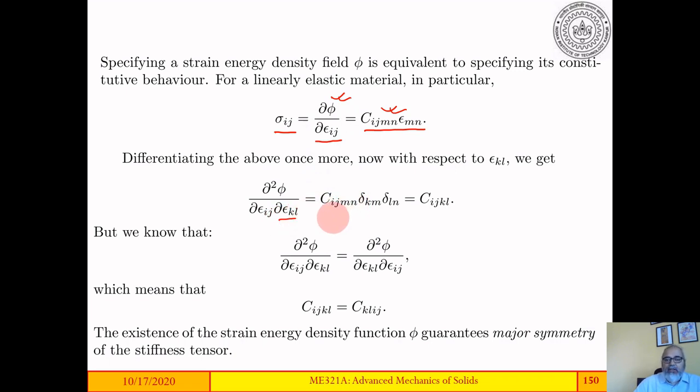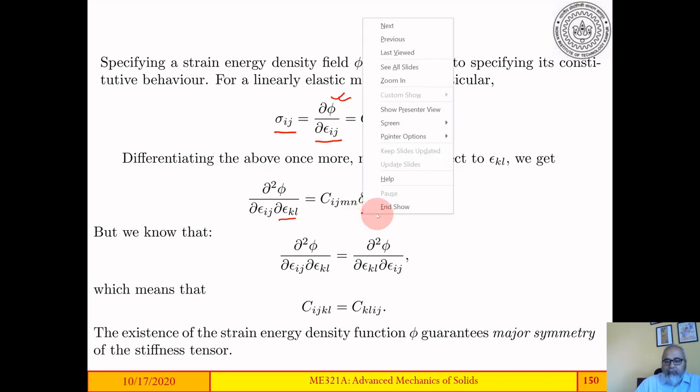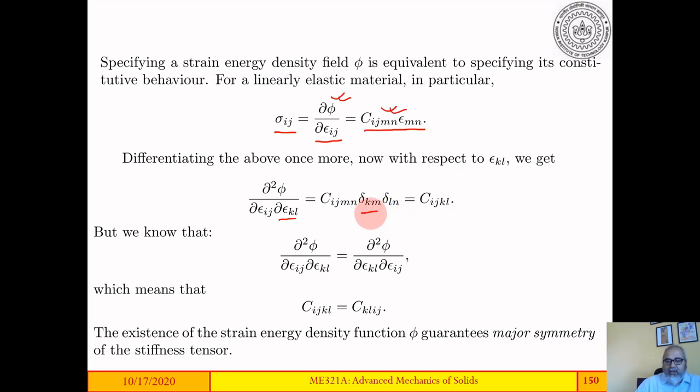If you do that, then from epsilon mn you will get delta km, that is m and k, and delta ln. The deltas will knock off m and n, so you will get C ij kl. So the second derivative of phi for a linear elastic material would give you C ij kl.